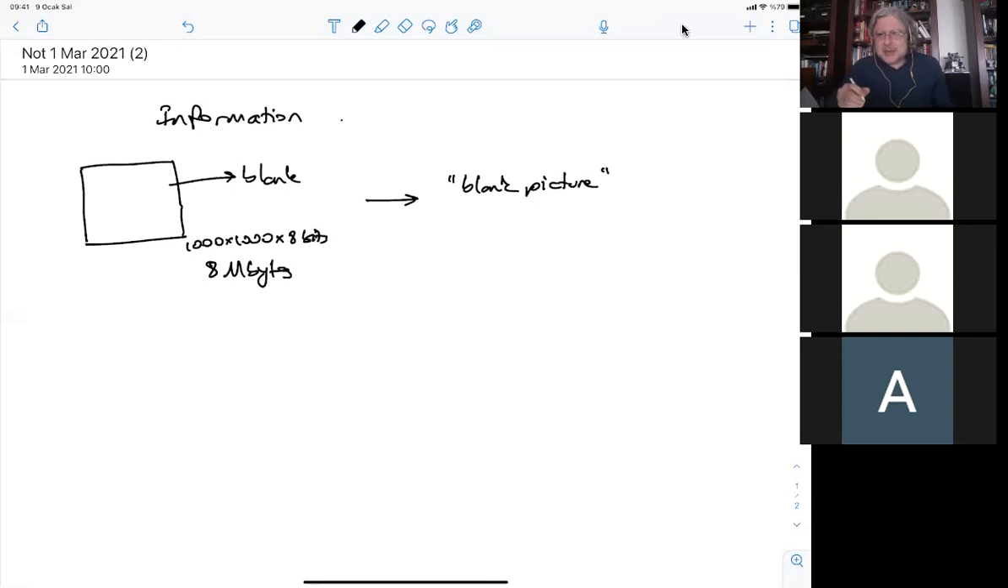And by the way, it's saying blank picture. It's 1, 2, 3, 4, 5, 6, 7, 8, 9, 10, 11, 12, 13. It's only 13 bytes. So 8 megabytes to 13 bytes is the compression ratio that we make. It may be even less than these 13 bytes, depending on the amount of possibilities in the information at the right-hand side. But even this one is a huge compression.